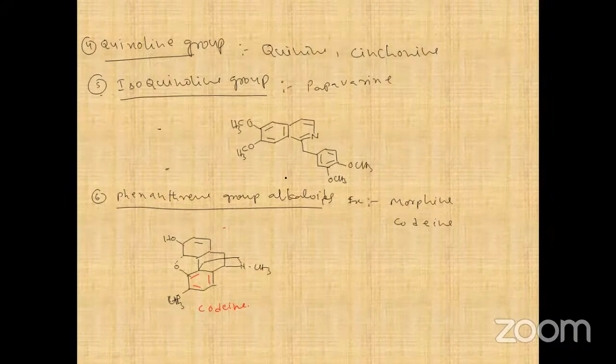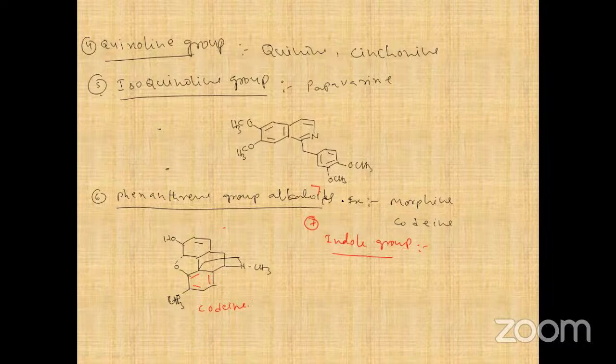Next, coming to seventh one, that is indole group. The best example for indole group is indoleacetic acid. Indoleacetic acid is also a naturally occurring material. Many of them, you know, a plant hormone. This is growth hormone, and several other molecules are also known.